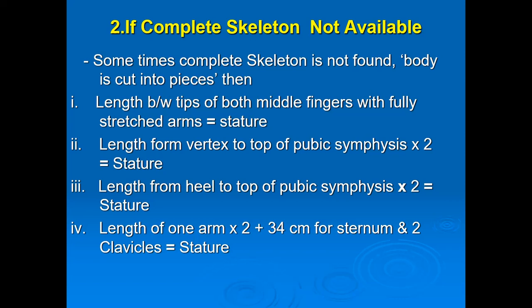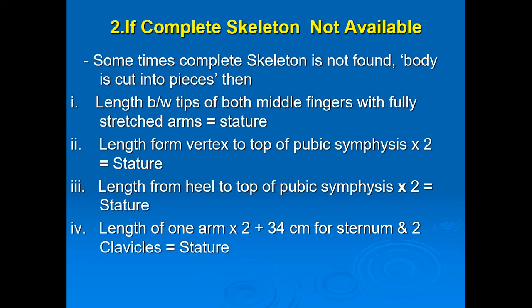Number three, length from heel to top of pubic symphysis. This is the case when there is a lower skeleton only, no upper skeleton is present. So you only have legs. So what will you do? You will measure the length of that skeleton from heel to top of pubic symphysis and multiply it by 2 and will get the stature of that person.